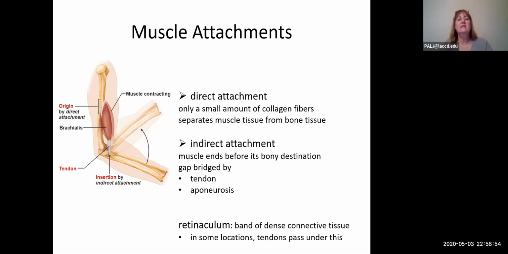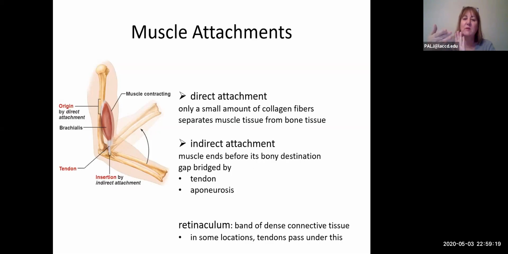Now, in addition to this, there's also a structure known as a retinaculum, which you'll learn about when you learn the structures in your extremity. And what a retinaculum is, it's a band of dense connective tissue. So we have a lot of collagen fibers.